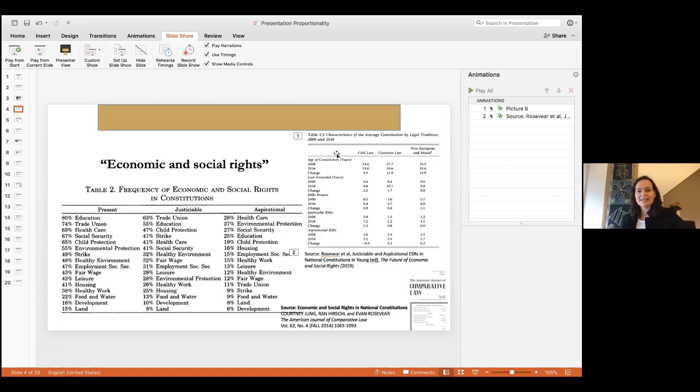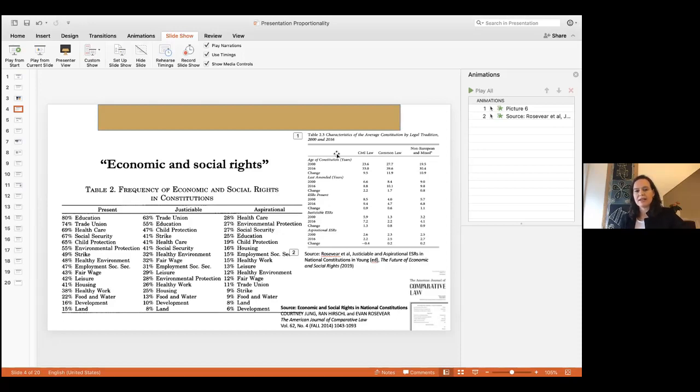But I think it's helpful to see this study by Courtney Young, Ran Herschel, and Evan Rosevier in 2014. They certainly counted the prevalence of various texts to see that there were what they called standard economic and social rights, education and healthcare and social security, for example, being very influential in different constitutions, and then what they called non-standard economic and social rights being far rarer, land development and rights to food and water and healthy work. Housing, the right to housing is becoming more entrenched. The right to healthcare too is not only becoming more entrenched around the world, but more justiciable.